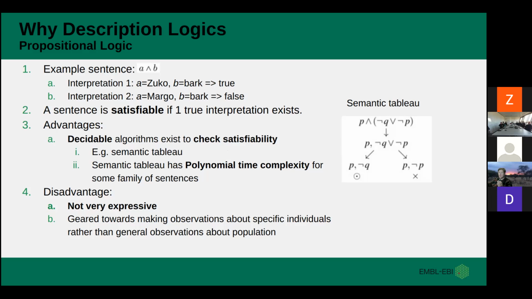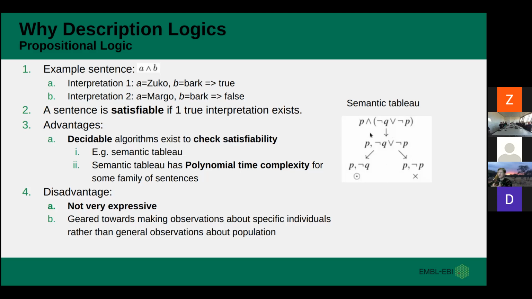So a sentence is called satisfiable if it returns true, if there's at least one interpretation for which it's true. So if we have a look here, this is an example sentence on the right-hand side. They say P and then in brackets, not Q or not P. Now, to determine whether it's satisfiable, what you can do is you can run a semantic tableau reasoning procedure over it.